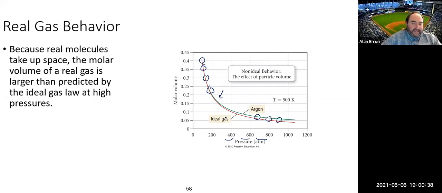The red line is the ideal situation, and argon here is more of a real gas situation. And this is the molar volume. So we see the actual volume of the gas is starting to be significant as we get into these higher pressures, again, because it's usually sitting in a much smaller volume. So it's going to take up obviously a lot more space.